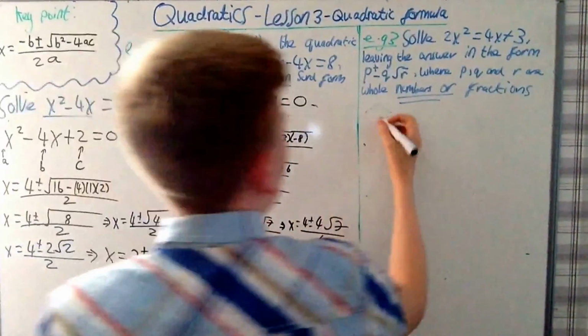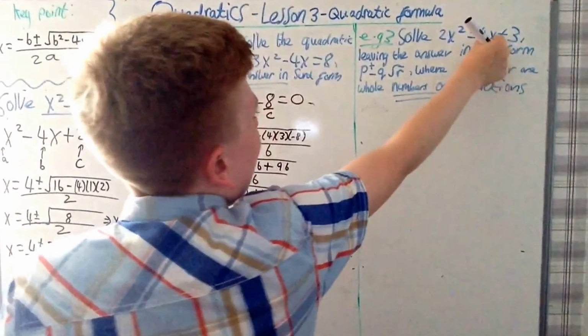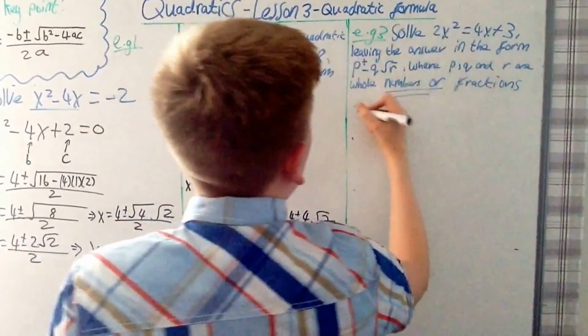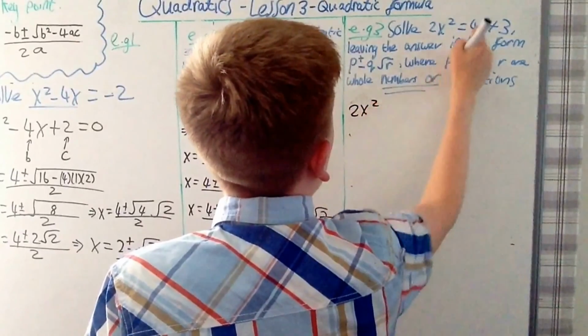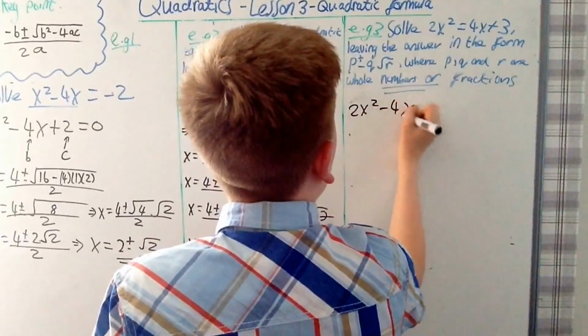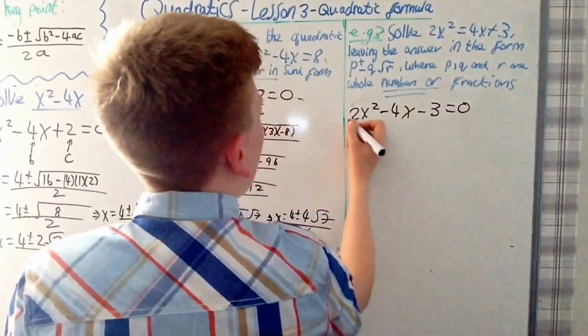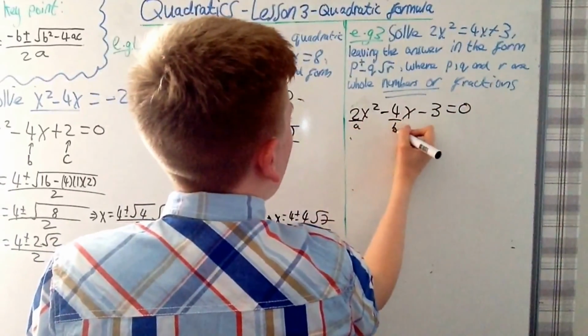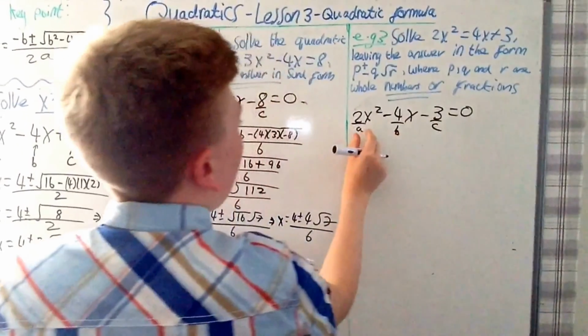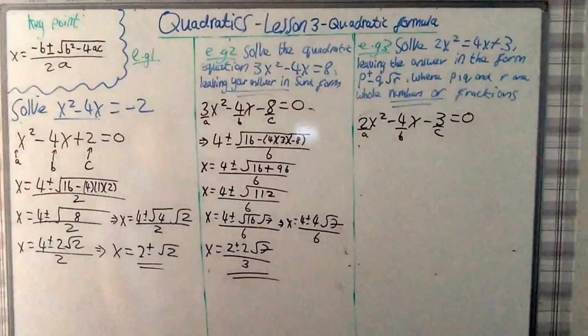So, let's get started. Once again, we need to move these terms across to make it equal to 0. So we get 2x squared, positive 4x becomes a minus 4x, the positive 3 becomes a minus 3, and this is going to equal 0. Once again labelling our A, B and C values.